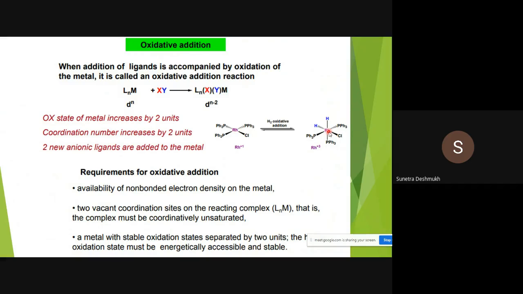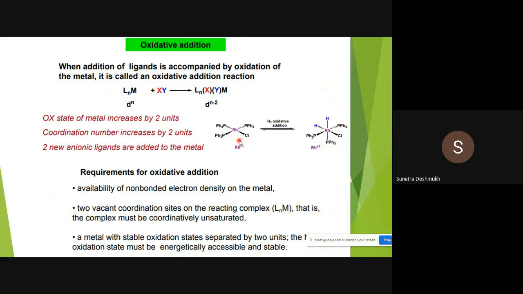Okay, so you can find now a rhodium-hydrogen bond has been formed in this structure, and as this rhodium-hydrogen bond has formed, the oxidation state of rhodium is now +3. Okay, so this is oxidative addition. Oxidation state changes from +1 to +3. So oxidation state of metal increased by 2 units. Coordination number of metal is also increased by 2 units. Two new anionic ligands are added to the metal.